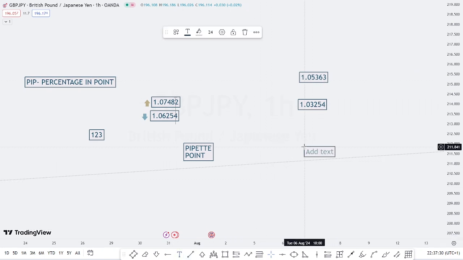6 minus 5 will give us 1. Then the next one, 3 minus 2, will also give us 1. The next one, 5 minus 3, will now give us 2. So that means we made about 211 pips selling only that side. We made about 211 pips, understand? So that is how we make money.